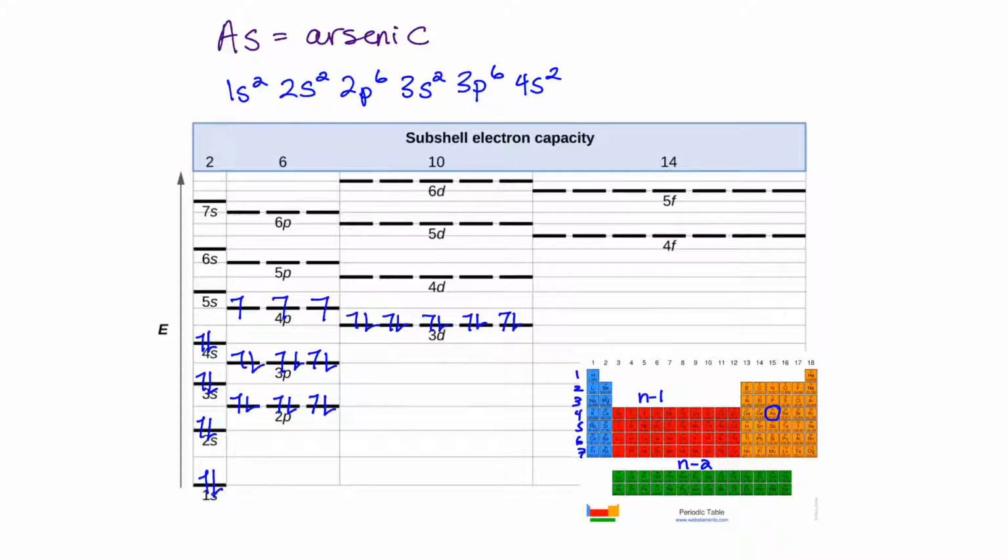Next up is our 3d, and we have 10 electrons in there, right? So we got 5 orbitals with 2 electrons each, and then that leaves us with our last orbital. So we have our 4p, and we have 3 electrons in there. Okay, so this is the full electron configuration for arsenic.